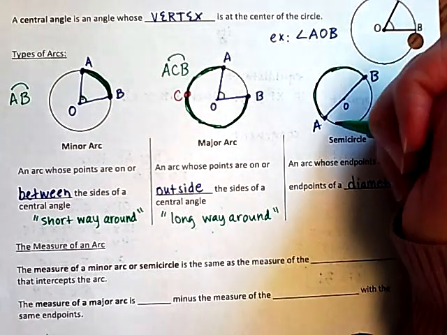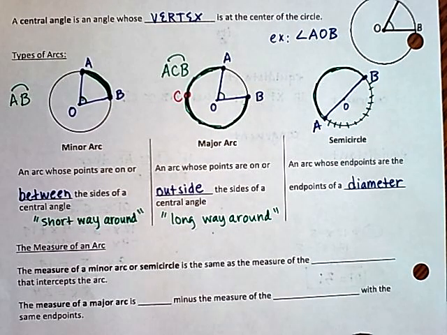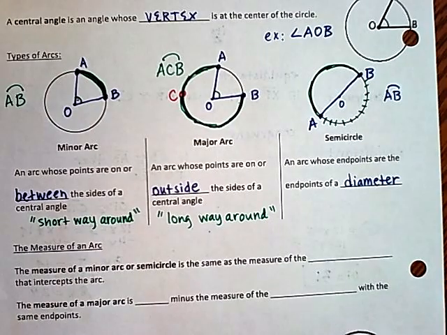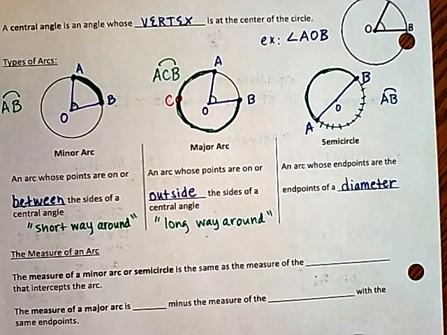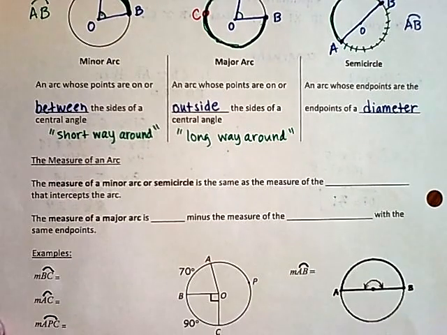Then the semicircle would be, I could go either way. It doesn't actually matter. I could do that way or that way, but both are semicircles, right? And this would also be arc, I would just call this arc AB. It doesn't matter which way I go because they're essentially the same arc.